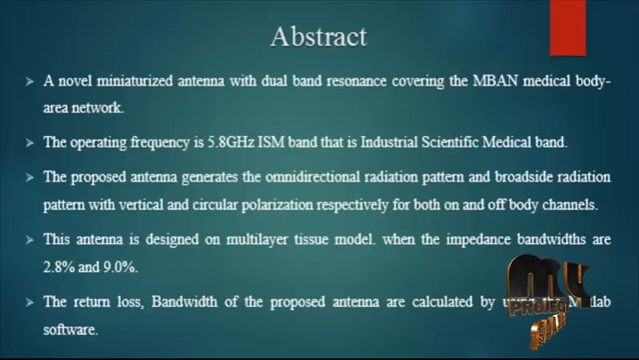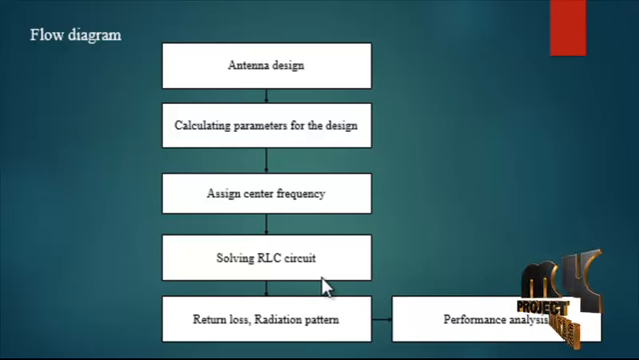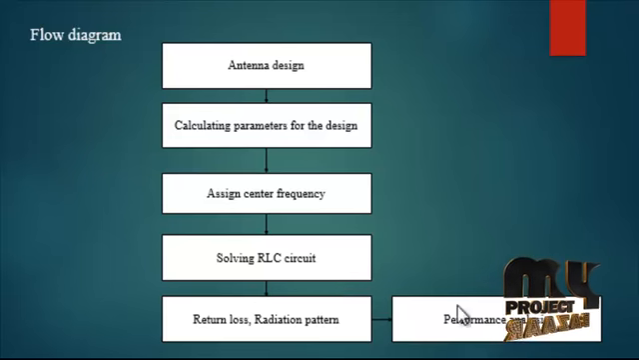Let us discuss the flow diagram of the product. This is the overall flow diagram. First of all, design the antenna and calculate the parameters for the design, then assign the center frequency, then solve the RLC circuit, that is resistance, inductance and capacitance circuits, and finally calculate the return loss and radiation pattern. Finally, performance analysis of the antenna design.